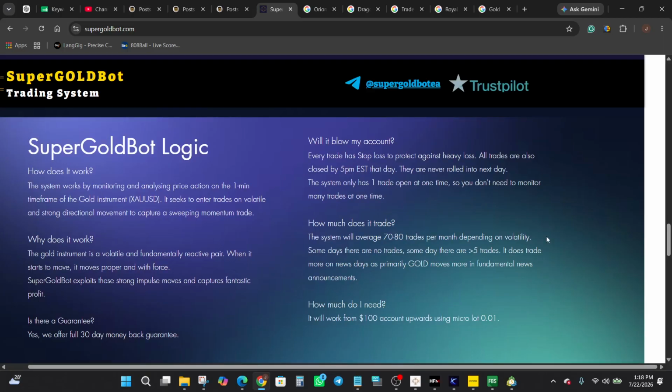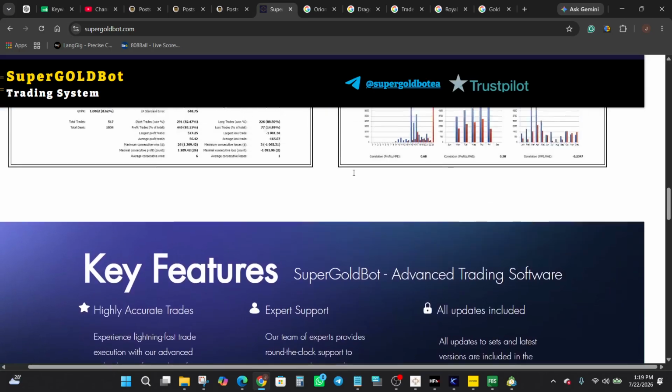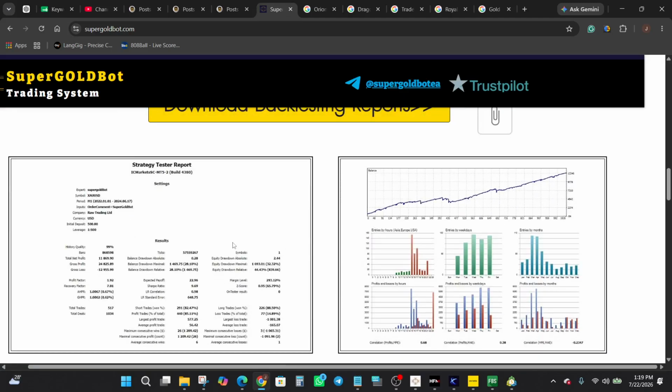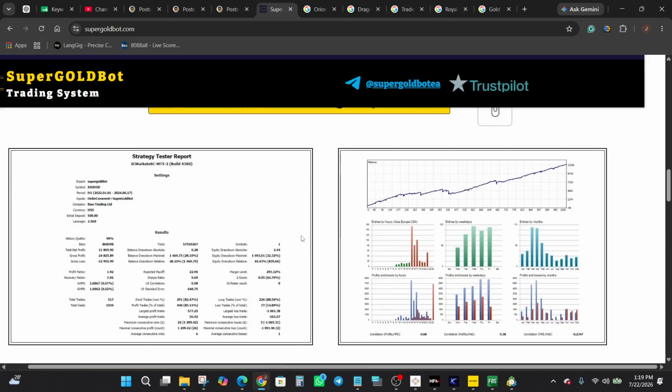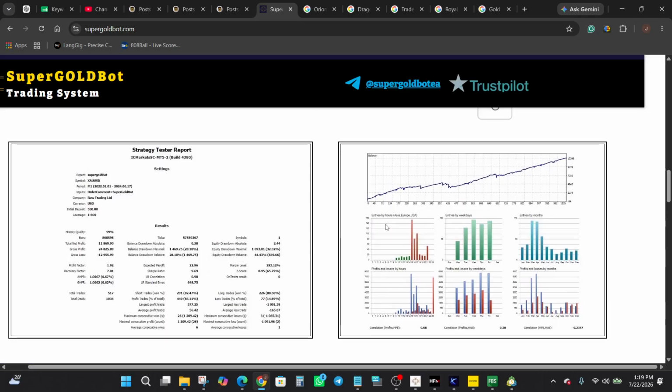All right, so basically you can see here, this section actually shows the SuperGoldBot logic, how it works, why it works, and then info here about the guarantee and all of that. Now let us turn our attention to the historical testing data provided. You can see here these results we actually provided here on the website.